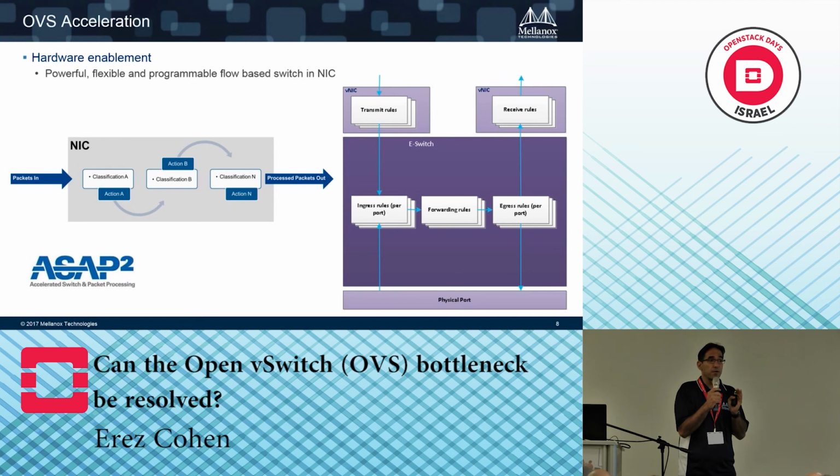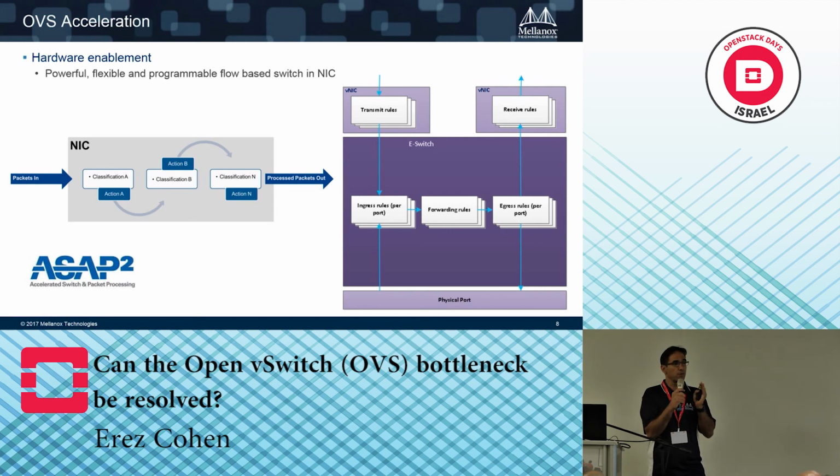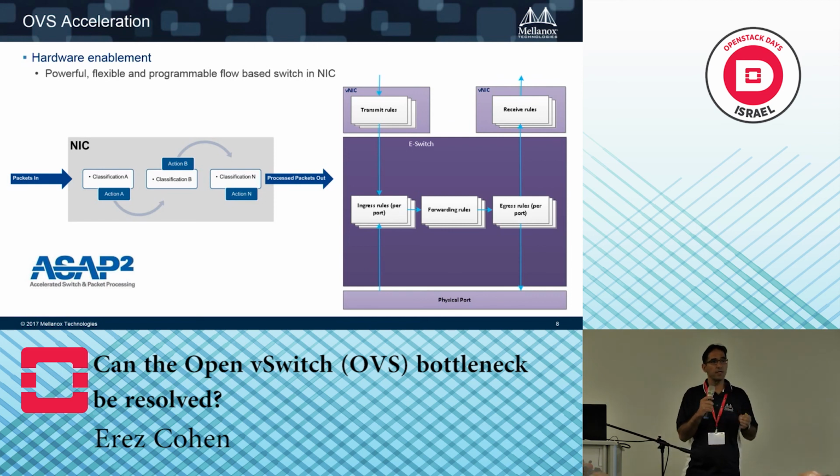We're not limited because it is in silicon. We can scale very, very widely. This technology is called ASAP Square, accelerated switching and packet processing. And this is the basics. This is kind of the hardware building blocks that with them we can accelerate multiple things, including OVS.